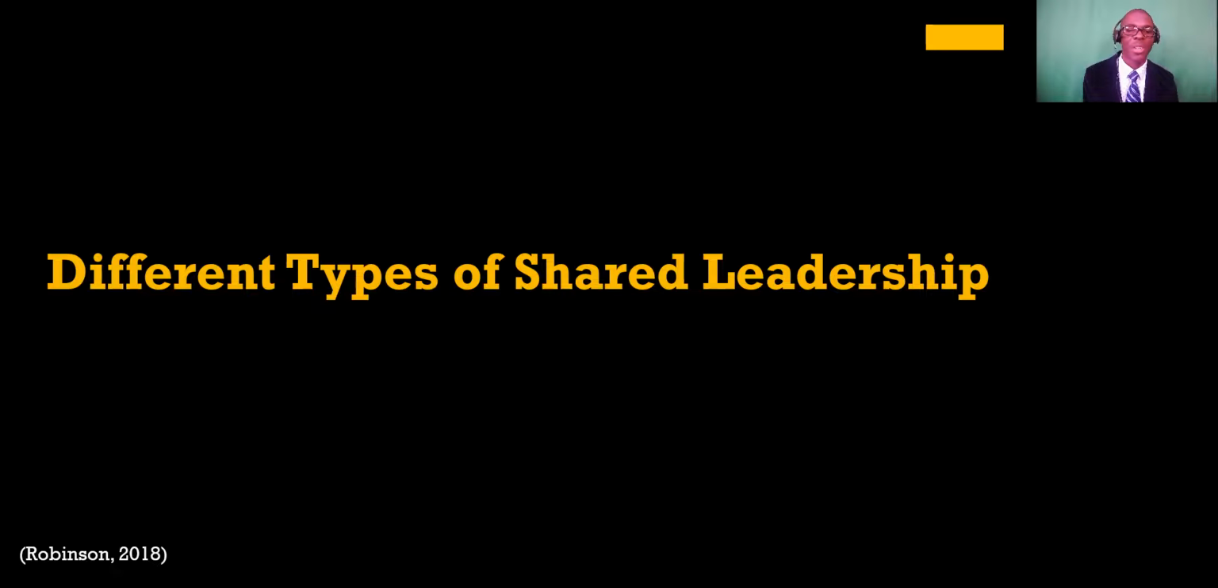Let's talk about the different types of shared leadership. The first type of shared leadership that we have is cumulative shared leadership. The next one is overall shared leadership, then shared visionary leadership. And also we have shared authentic leadership. So four types of shared leadership: cumulative shared leadership, overall shared leadership, shared visionary leadership, and shared authentic leadership. Those are the different types.